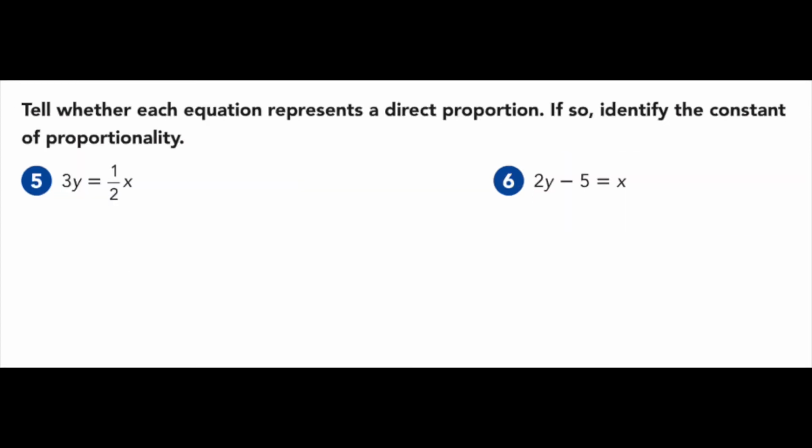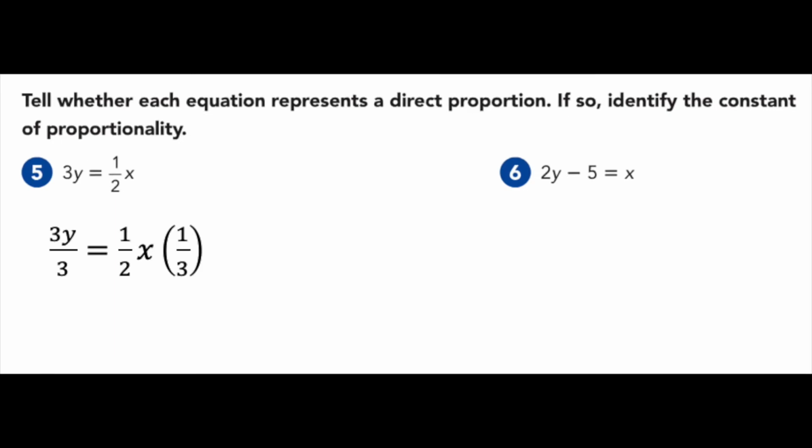In our next set of problems, we're going to determine whether y is directly proportional to x through the use of an equation. One way of doing this is by isolating y. So our goal is going to be to get y by itself, just as we would if we were solving an equation and we wanted to isolate the variable. In these situations though, we're going to try and isolate y to get y on the left side by itself.